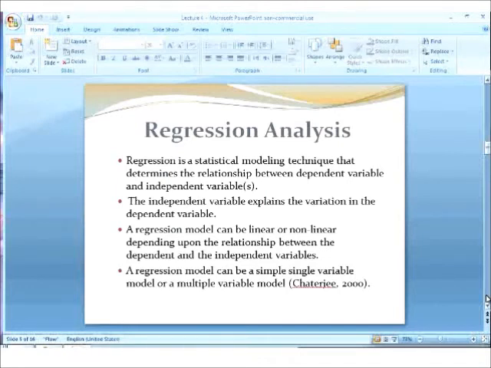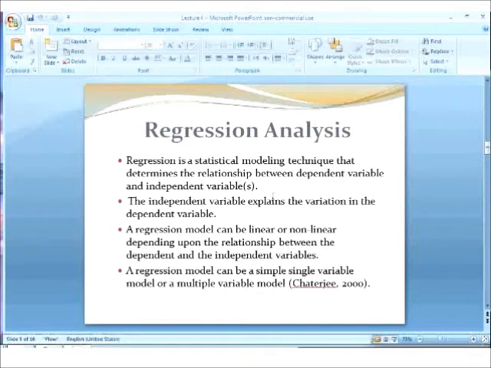This is a little bit difficult concept, but you'll understand it when we discuss the equation. So the independent variables explain the variation in the dependent variable: how the dependent variable is varying, and by how much. That variation is explained by the independent variables when we develop a regression model.